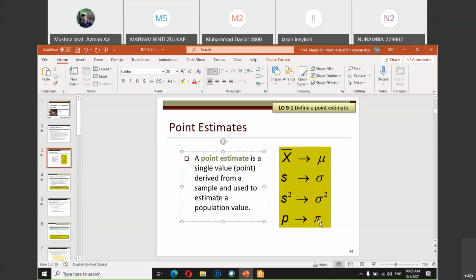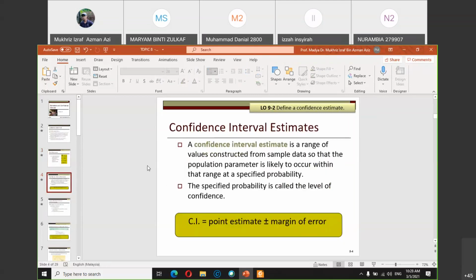Pi is the population proportion. So P is the sample proportion. We collect information from the sample and calculate the proportion of the particular event that you want to calculate. That proportion we label as P. The symbol used for the population will be pi. So that is the concept of point estimate.